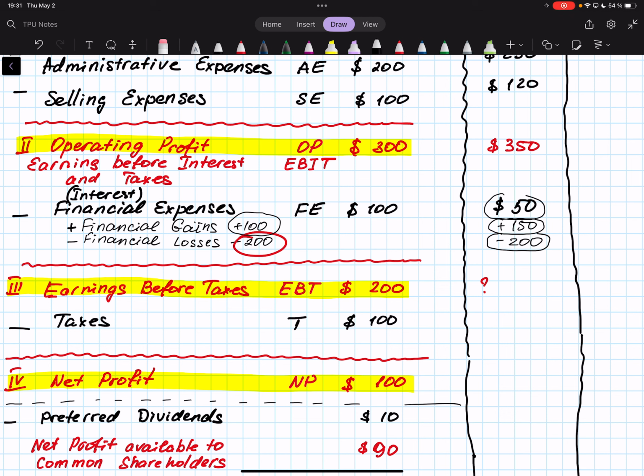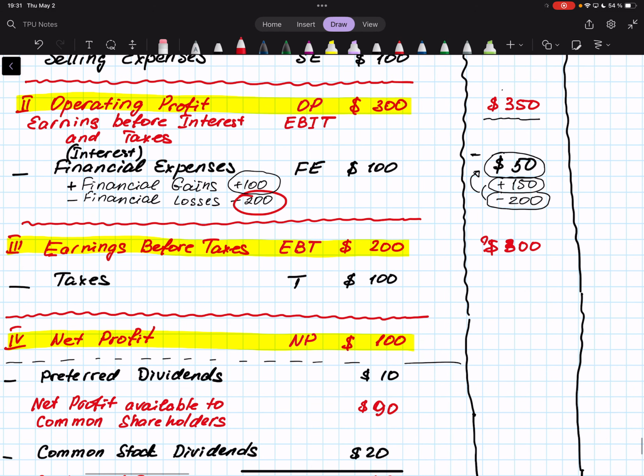This comes from here, okay? It's an expense, it's like minus 50. So I need to subtract it. So I take 350 and subtract the 50 of expenses, and I get how much in earnings? $300. You see now? So 350 minus 50 gives us the 300.